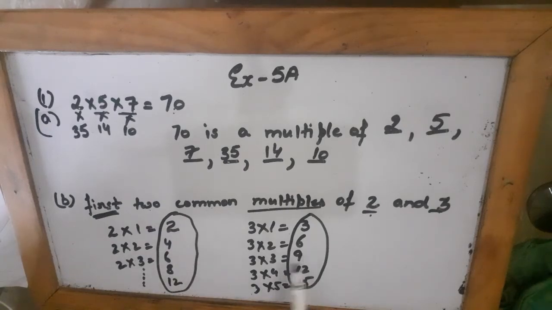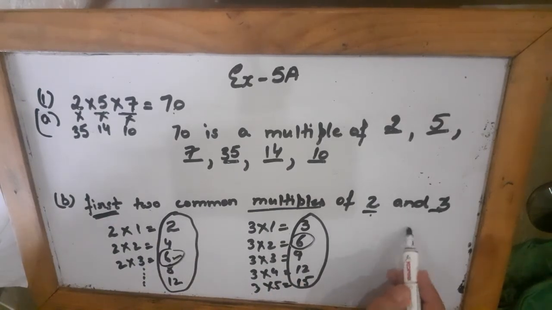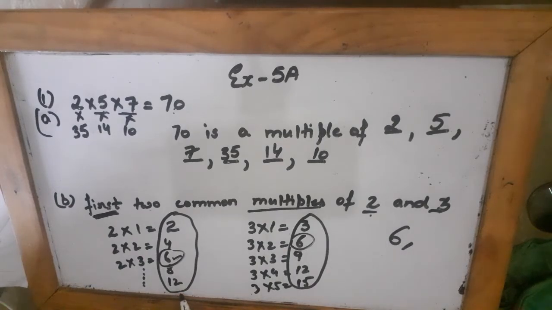As you can see from both the multiples here, this 6 is common and this 6 is common. So the first common multiple of 2 and 3 is 6, and what is the other one? This also has 12 and this also has 12. So what are the first two common multiples of 2 and 3? They are 6 and 12.